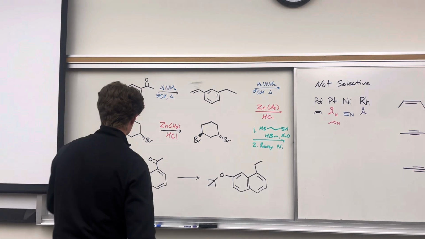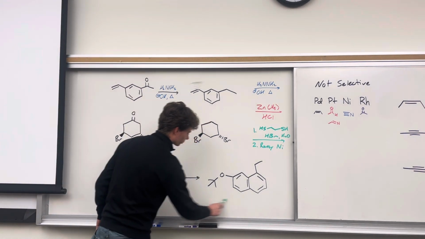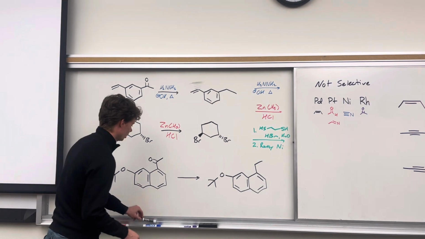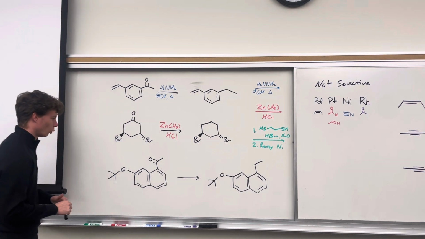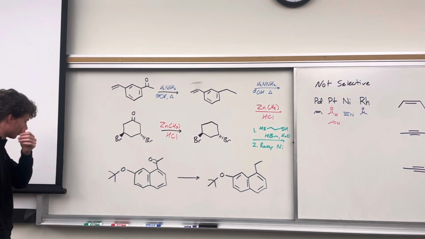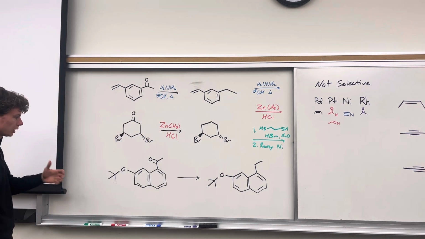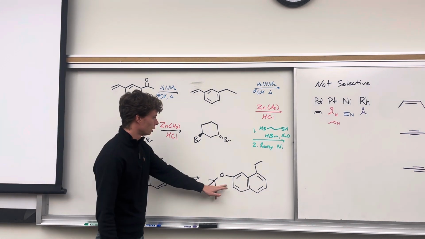Now we get to our last one here. Let's just start here at Raney nickel. My functional group that's being conserved is this tert-butyl group.